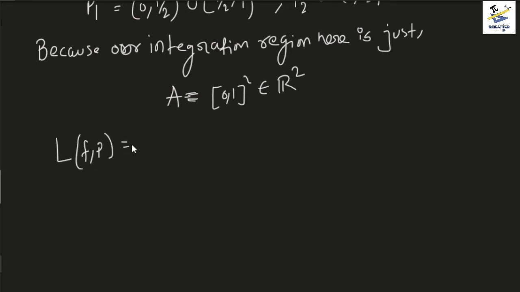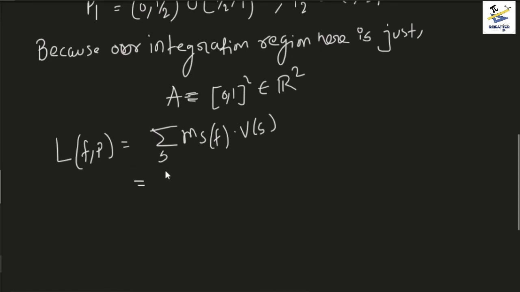L of f comma p would then be the summation over all such subrectangles S of the infimum of S of f multiplied by the volume of S, right? Now what we can see here is m_S of f. There are two rectangles, right? So we actually do not need to do it for each rectangle, but we can do it directly.